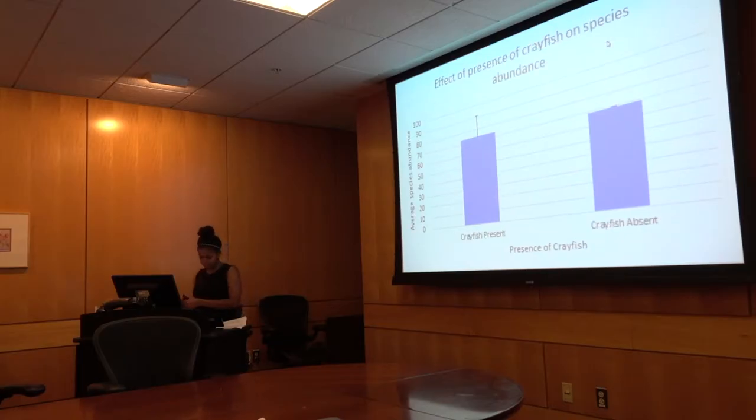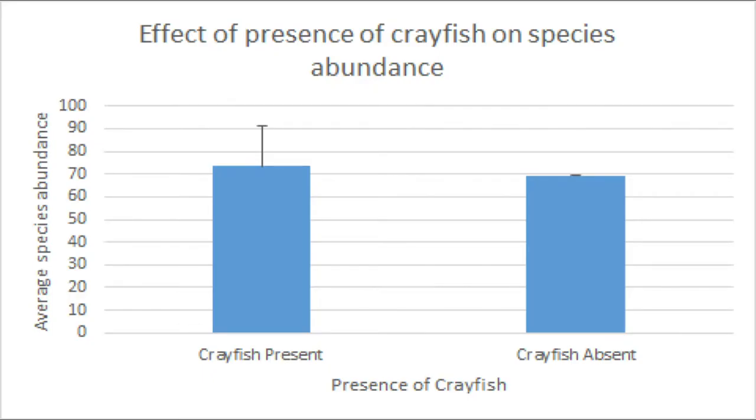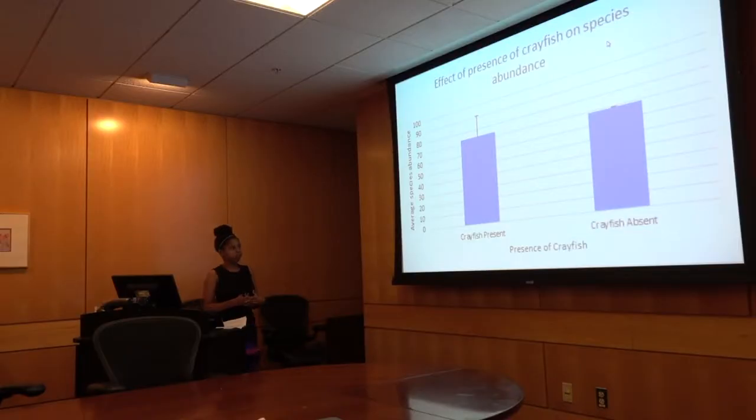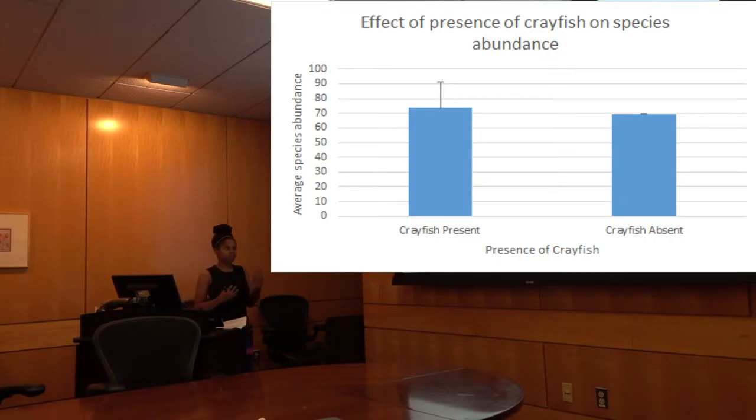The second aspect of species diversity that we looked at was species abundance. Again, the x-axis is presence or absence of crayfish, and the y-axis here is species abundance. In pools with crayfish, the average species abundance was 73.4 and 69.4 without crayfish, but again, this difference is not statistically significant. So seeing that crayfish had little effect on overall species diversity, we then wanted to specifically see how crayfish impacted its most common prey, which are snails.